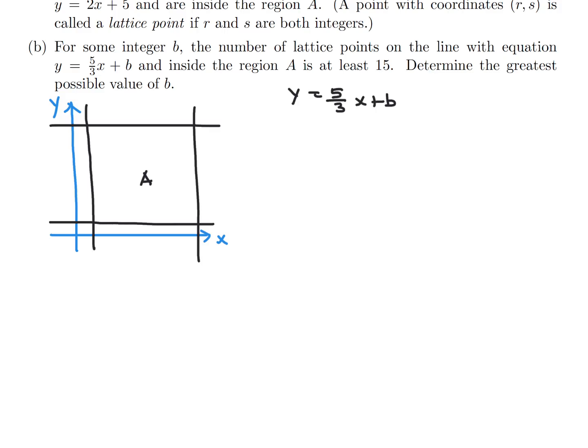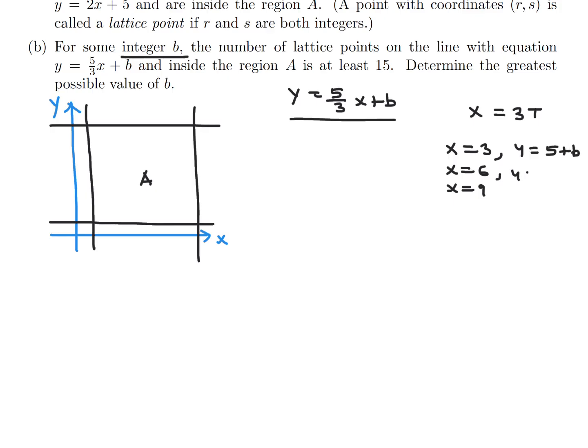Okay, so we want a lattice point. That means the only way this is going to be a lattice point is if x is a multiple of 3. So x has to be some sort of 3t. That's the only way this will turn out to be an integer. Is b an integer? Yeah, b is an integer also. So for example, x can be 3, x could be 6, x could be 9, and so on. For these, y would be 5 plus b, 10 plus b, 15 plus b, and so on.